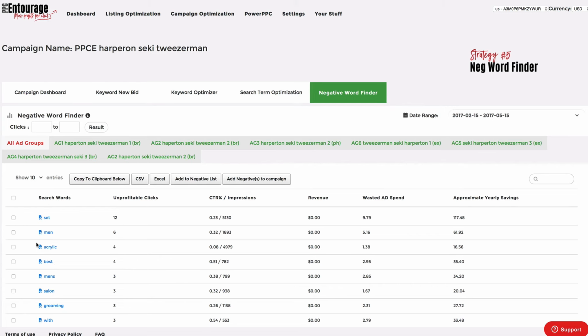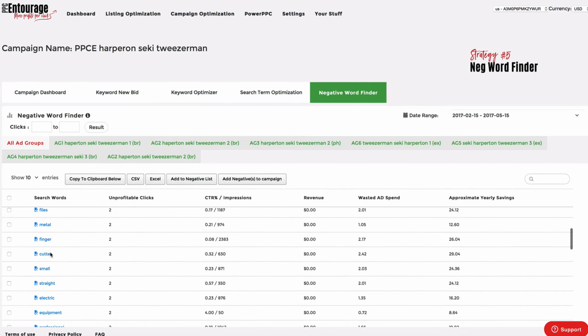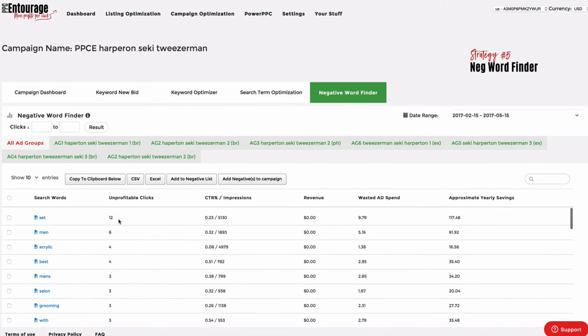So then I'm simply going to go down this list and look for words that are not related to my product or that are just unprofitable. And keep in mind, this is an account with not that much data, so you're going to see a lot of unprofitable clicks here if you have a lot of account ad spend. So let's say we decide that this particular word is just not a good fit for us.